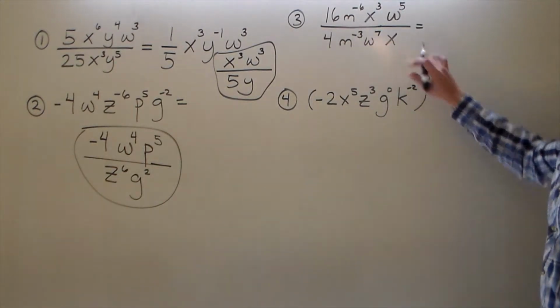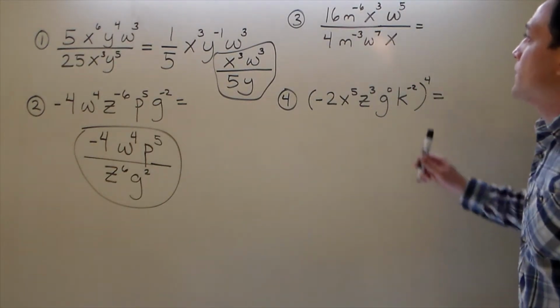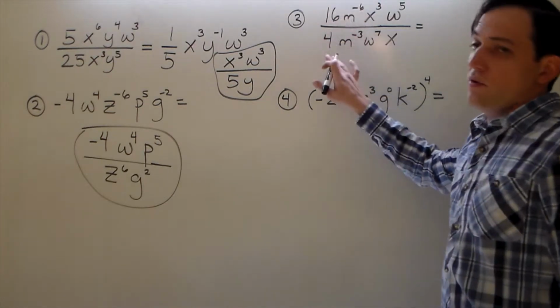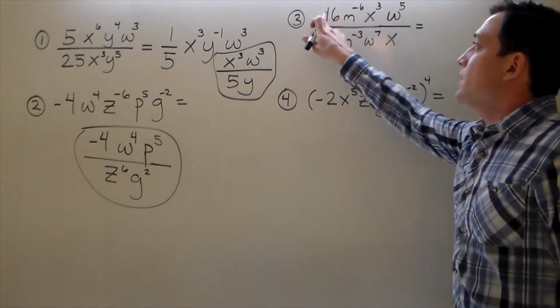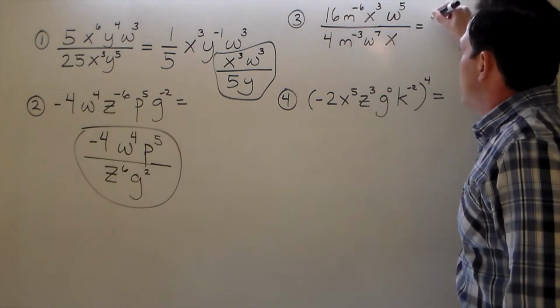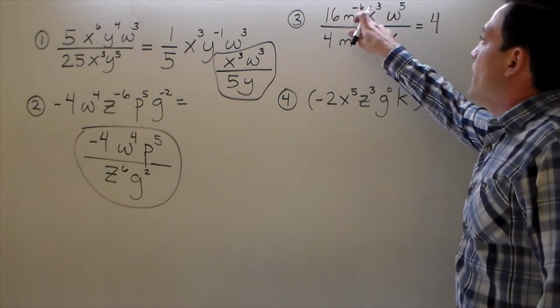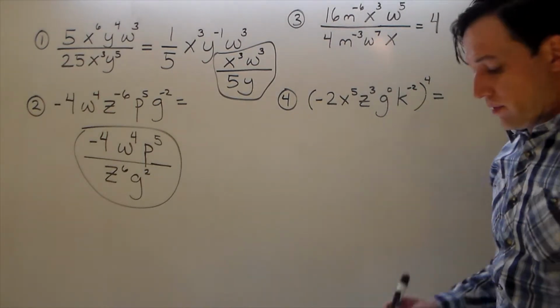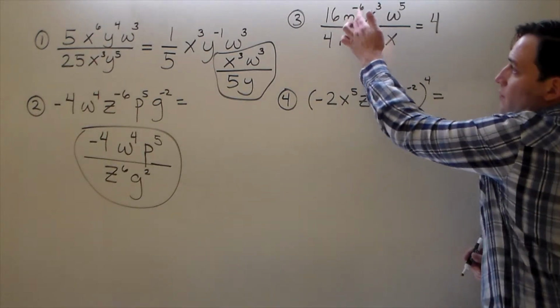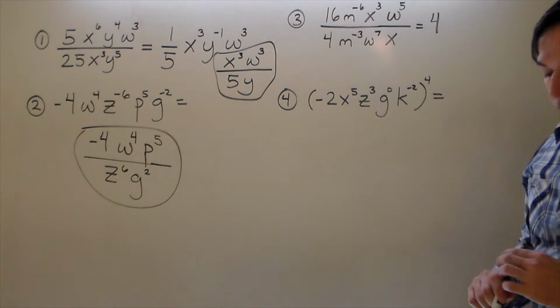Okay, so let's go ahead and go to our next problem right here. So we have this, we treat the numbers just like we would normally. So we just say 16 divided by 4, so it's just going to be a 4. After that, we're going to subtract here. So this one is a little difficult because both of these are negative exponents. So what do I need to do?